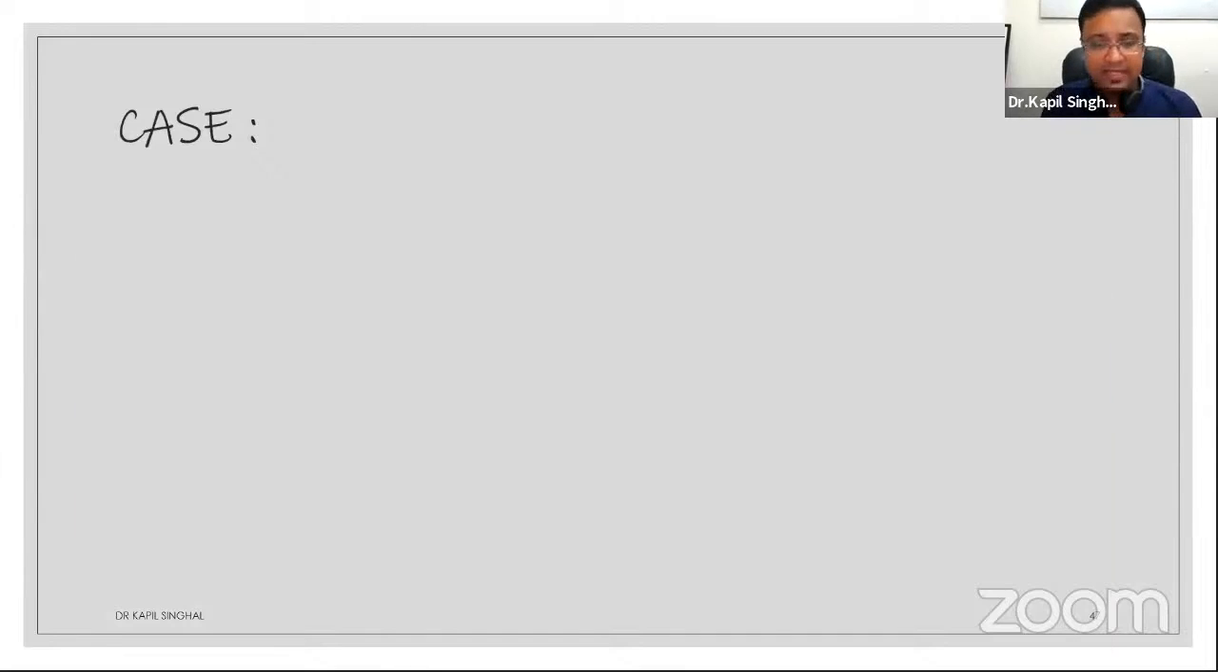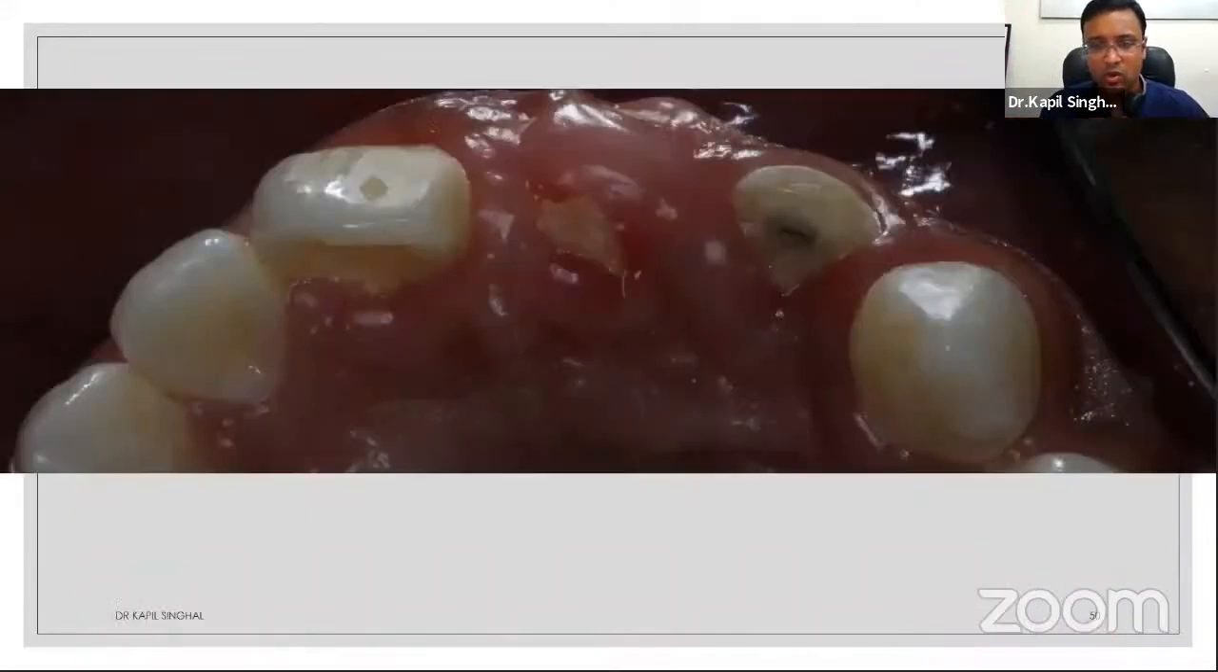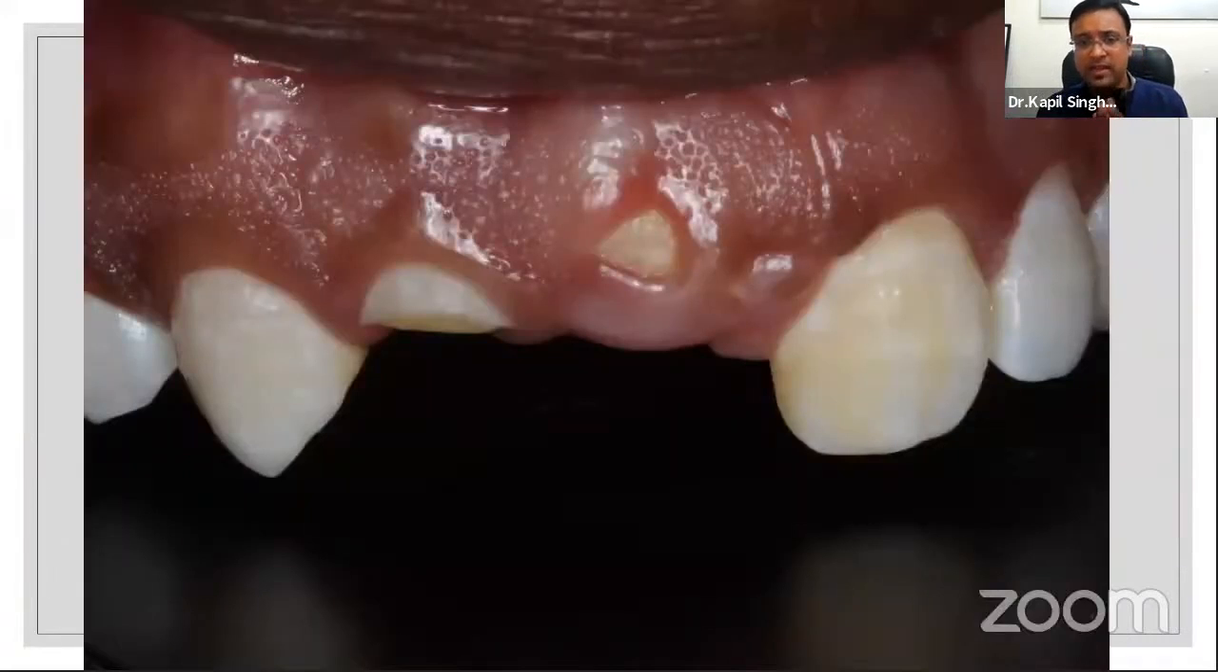Now, a case. This was a case in which a central and a lateral incisor were broken in a road traffic accident a couple of years back. So we extracted the teeth. The thing that you should note in this is that the tissue thickness, the biotype, is good. This is a good thing for me.